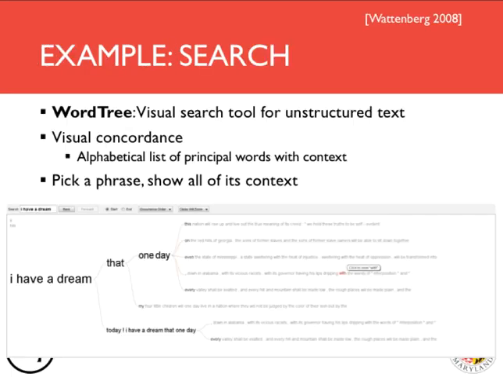Here's an example, different than the one that we just talked about. This is a tool called WordTree. It's a visual search tool for unstructured text. Unstructured text is generally referring to text that people write, as opposed to structured text like a thesaurus or a dictionary where things are very clearly structured and in a particular order. So in WordTree, we have an alphabetical list of the main words with their context, and you can pick a phrase and you can see all of the context for it.